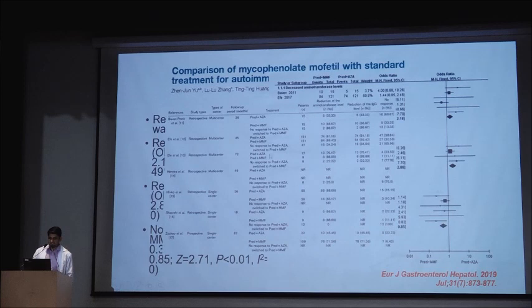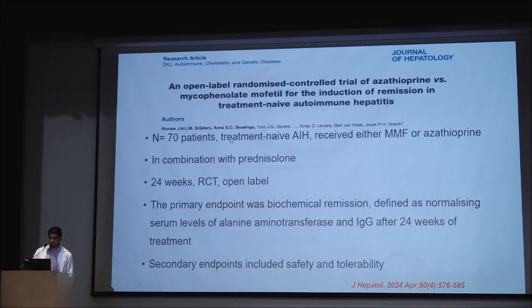So this meta-analysis showed the maximum response of autoimmune hepatitis in the MMF group was up to 86 to 90%, as compared to 40 to 50% in the azathioprine group. This is the latest published randomized control trial, published in the Journal of Hepatology, including 70 patients.